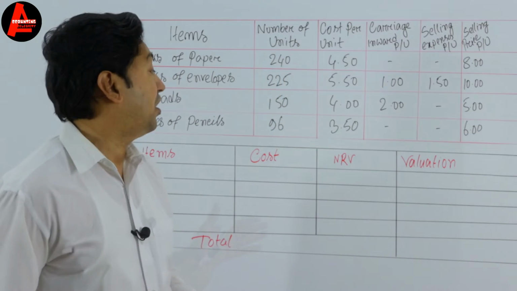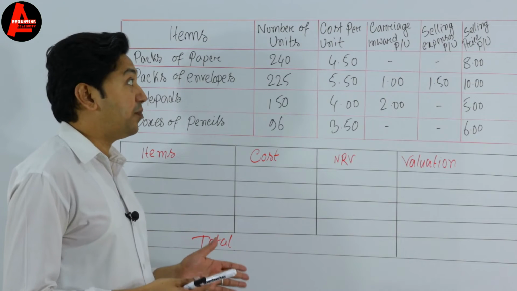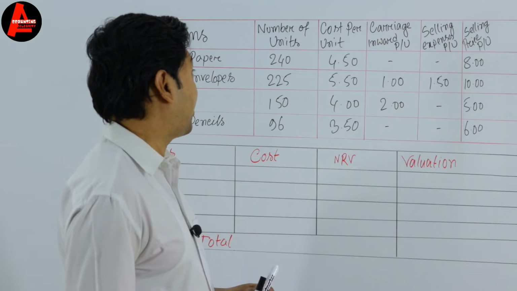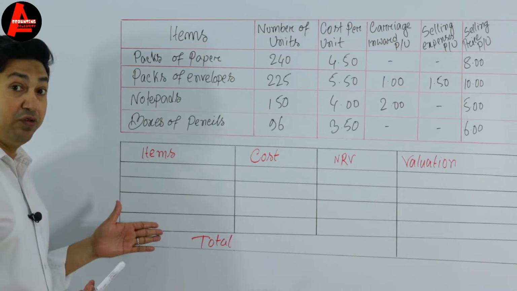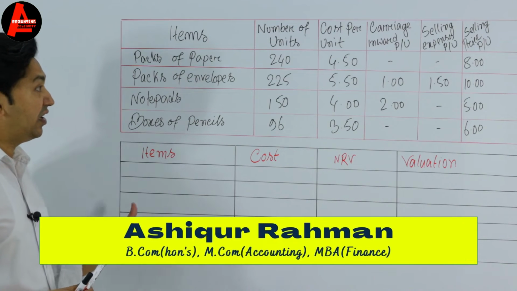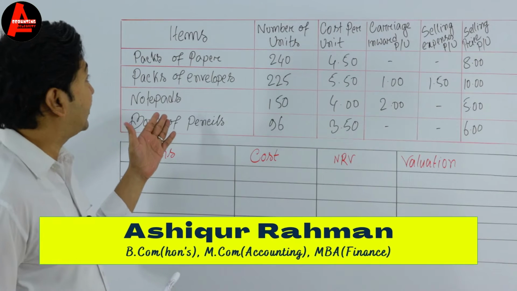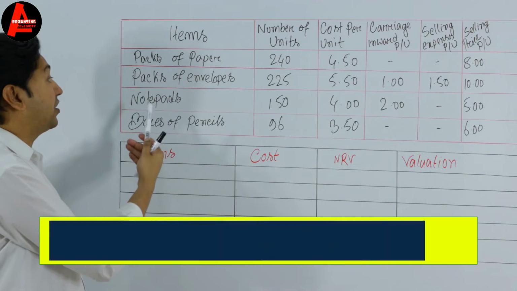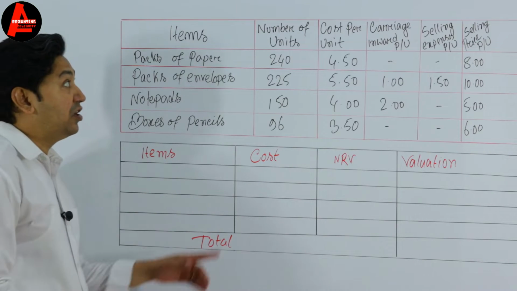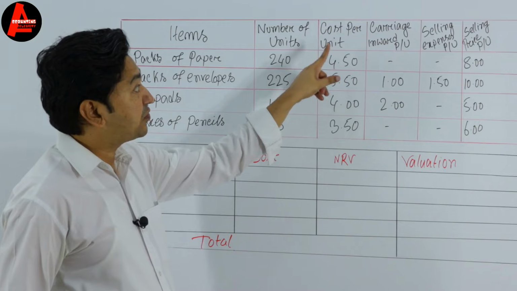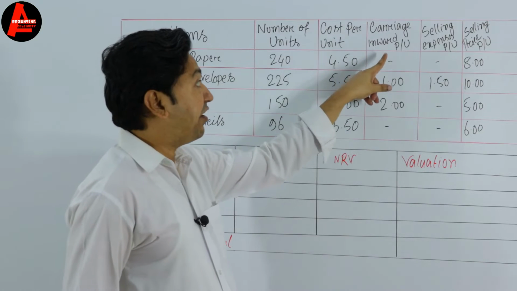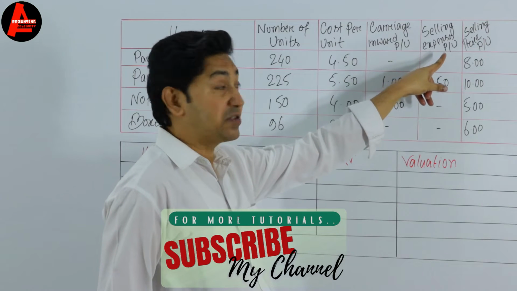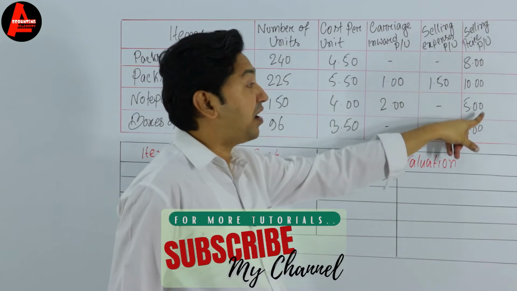Okay, so here to show how to evaluate inventory, I have taken a question from IGCSE accounting first paper. And in this format you see, we will answer this question. So let us see the question. Here we have the items: pack of papers, pack of envelopes, notepads and pencils. Here we have the quantity, cost per unit, carriage inward per unit, selling expenses per unit and selling price per unit.